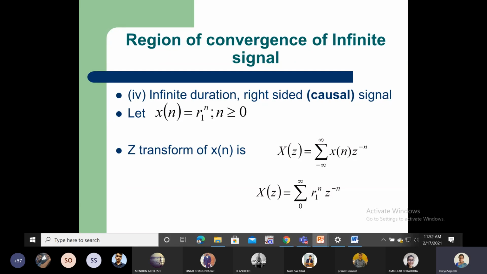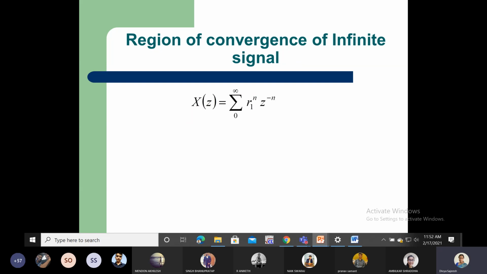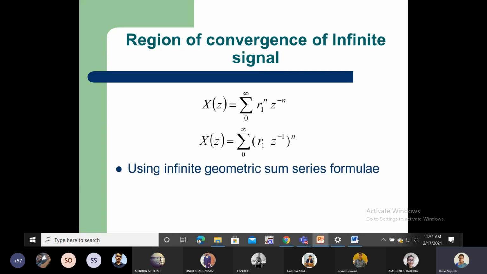Okay, now expand the series. So since it is an infinite geometric sum series, isn't it, which exists from 0 to infinity, we have a general formula for applying to this, that is the infinite geometric sum series formula, which you have learned in the last chapter also. For an infinite series, what is the general formula for obtaining that?